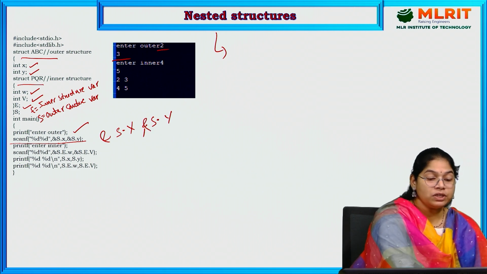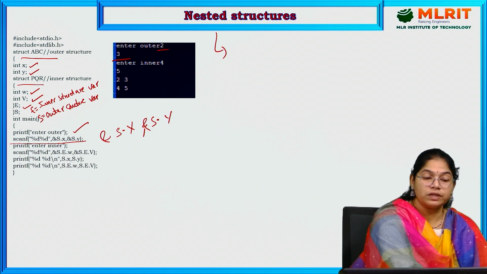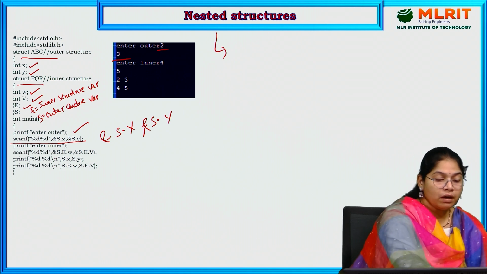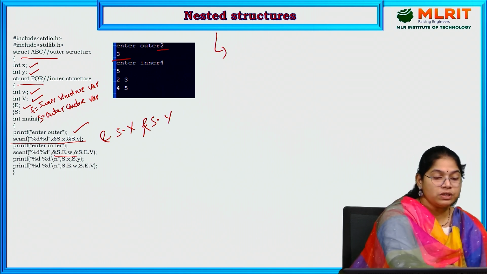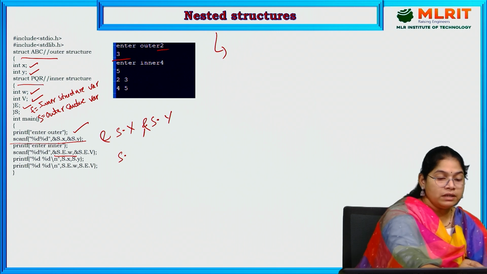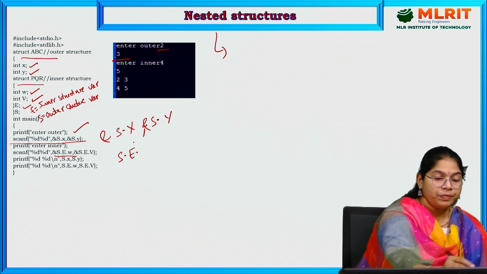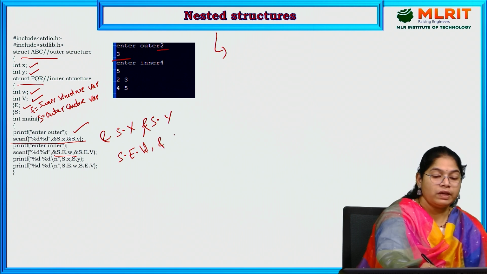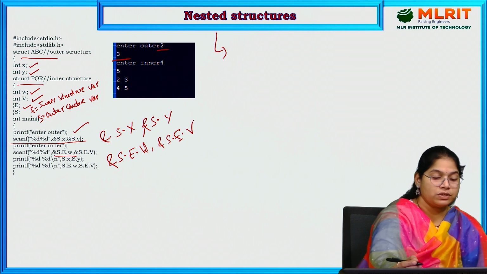Then the inner structure. If I want to access an inner structure member, then we have to use the outer structure variable, the inner structure variable, then the inner structure member. Here the outer structure variable is S and the inner structure variable is E, then W is the member. So in this way, we access the members of the outer structure and inner structure.